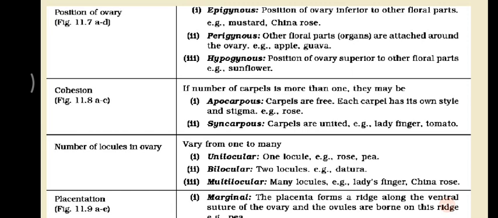If all the carpels are free to each other, then it's called apocarpous condition. If all the carpels are fused, then it's called syncarpous condition. Then, based on the number of locules or compartments in the ovary: if it has only one compartment, unilocular; two compartments, bilocular; three, trilocular; four, tetralocular; five, pentalocular; more than five, multilocular ovary.